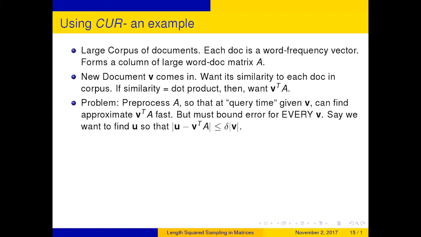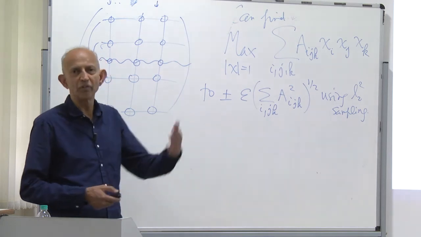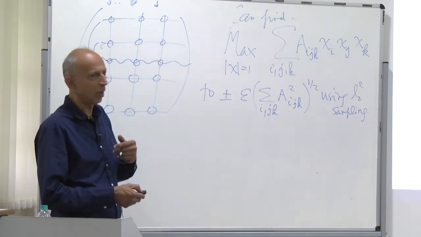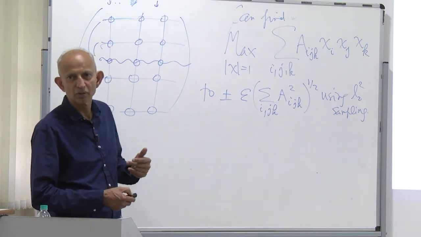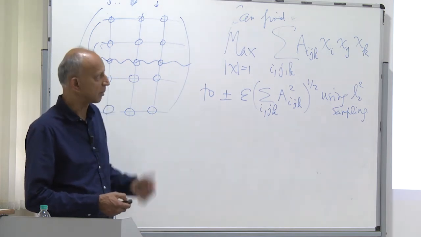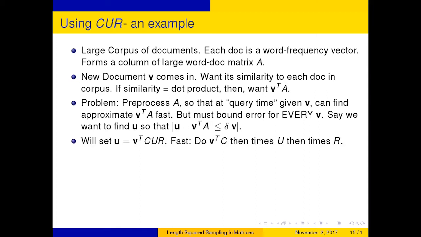So the estimate must not differ by more than delta times length of V. The length of V is there because I can always scale V by a huge factor and the error will blow up, you can see. And this makes sure that it's scale invariant, right? So I don't want to blow up the error by scaling V. So I want this to hold for every V, no exceptions, because I don't know what the future holds, right? So this has got a name, right?